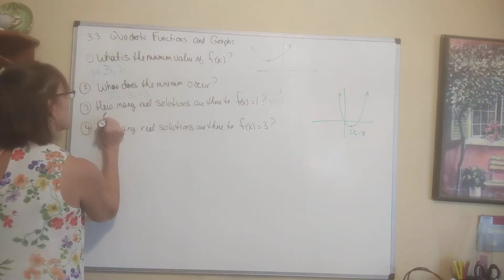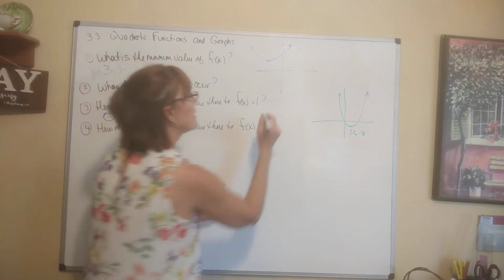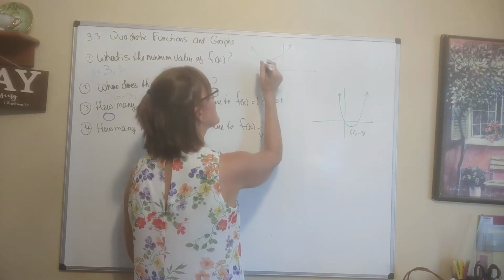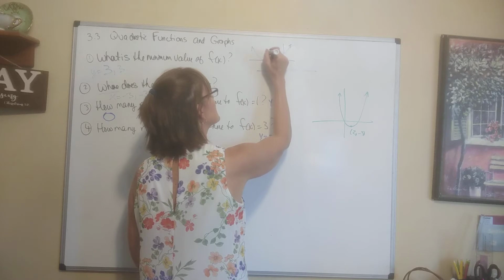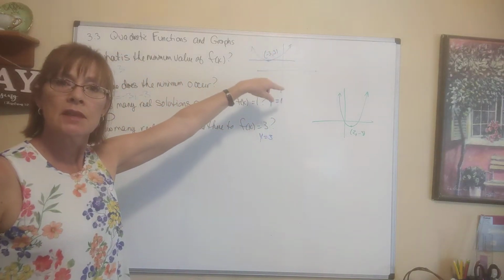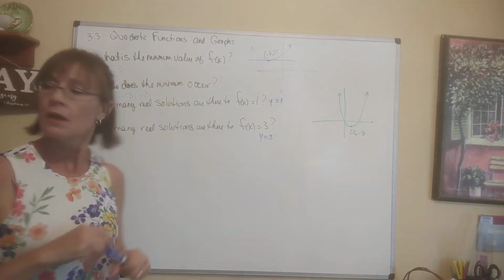And then the next question is, how many real solutions are there to f of x equals 3? Again, that is a horizontal line. Y equals 3. So if we pass a horizontal line through 3, it's going to hit right here because this is at -3, 3. So how many times does the parabola intersect the line right there? 1. So there's one solution to that.